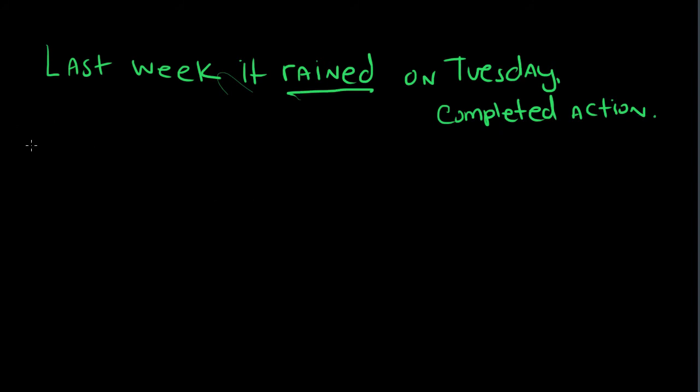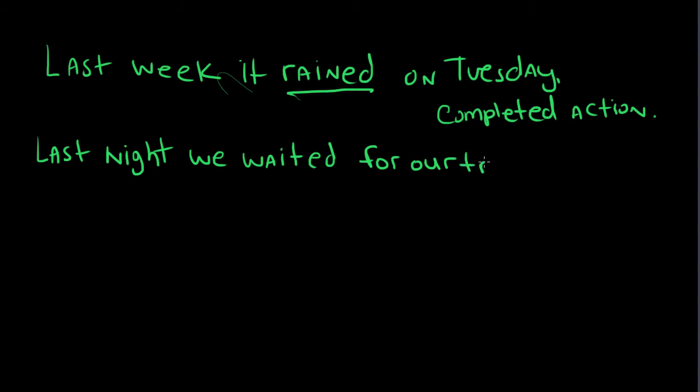We can also say, last night, we waited for our train until 11 p.m. Then the train came. So this waited, we had an ed because wait is a regular verb, is a completed action in the past, and we use the past simple.